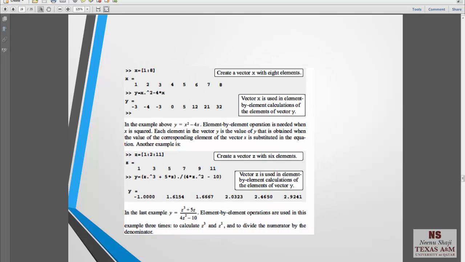Now the example where z has the following values, and you use y equals z cubed plus 5z dot division 4 times z dot raised to 2 minus 10. So notice that we put a period before the exponentiation, then the division, and here we are not putting the dot before the multiplication because we are dealing with just a scalar and a vector. So we get as many values of y as the number of values for z.